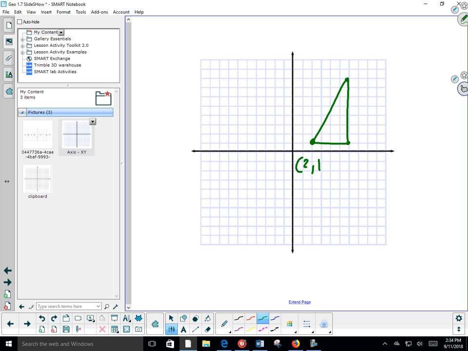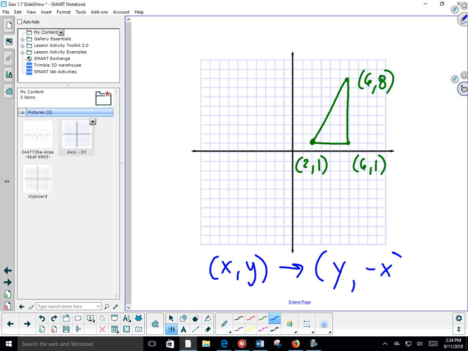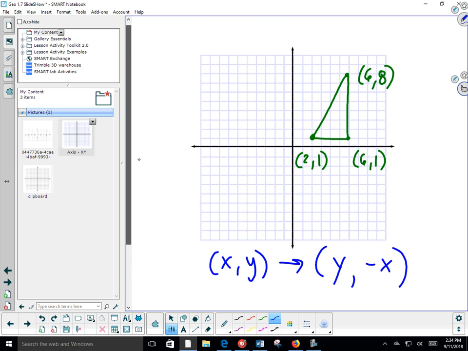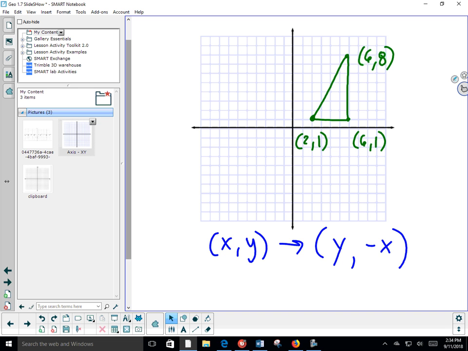So let's see, this is 2, 1, and this is 6, 1, and then this is 6, 8. Does that sound right? I'm just curious, what would happen if you used this mapping? Try it. See what ordered pairs you would get. I want you to tell me what new ordered pairs you would get under that mapping. The (X, Y) goes to (Y, negative X).